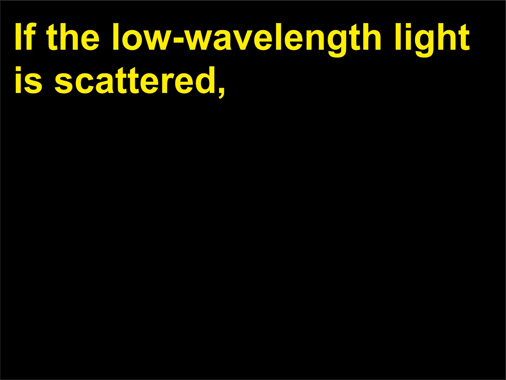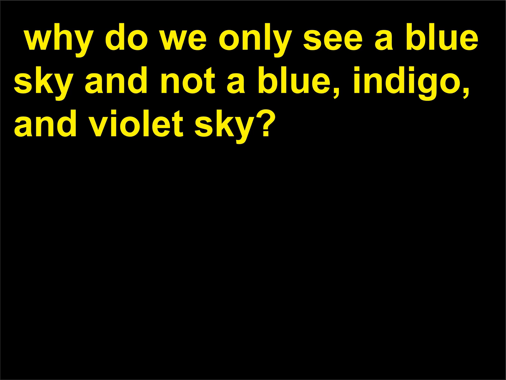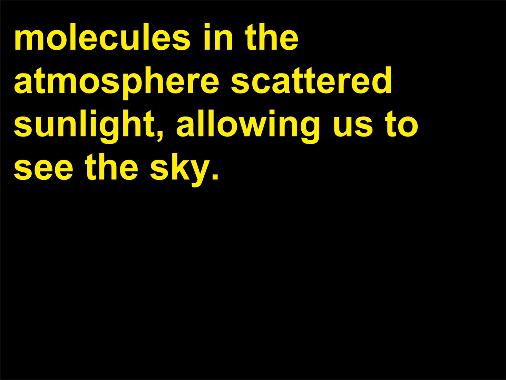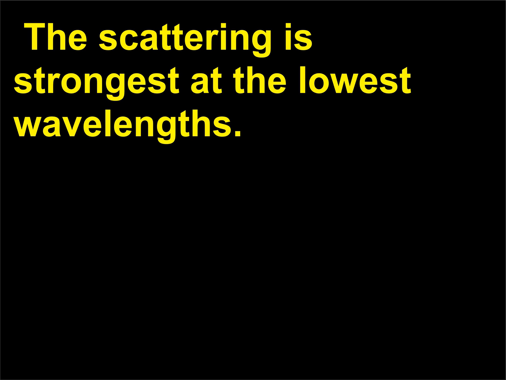If the low-wavelength light is scattered, why do we only see a blue sky and not a blue, indigo, and violet sky? Lord Rayleigh, John Strutt, 1842–1919, determined that the nitrogen and oxygen molecules in the atmosphere scattered sunlight, allowing us to see the sky. The scattering is strongest at the lowest wavelengths.